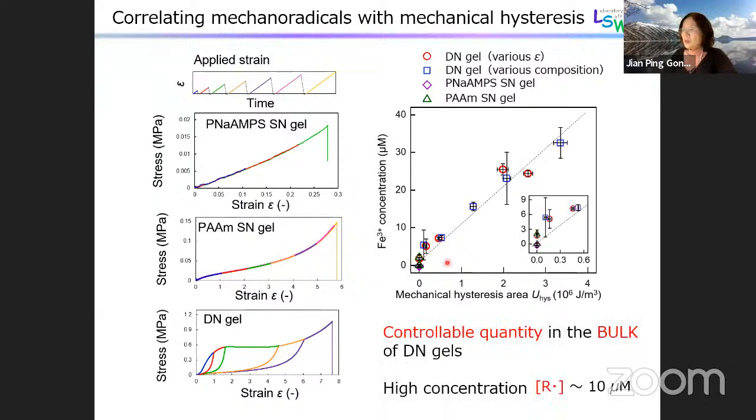Because the mechanical hysteresis can be controlled by changing the strains, and the mechanical hysteresis and the mechanoradicals are linearly related, that indicates we can control the mechanoradicals in the bulk of the DN gels quantitatively. Also, the important thing is that the amount of mechanoradicals is on the order of 10 micromole. And from the chemical reaction viewpoint, this amount is enough to cause mechanoradical polymerizations.